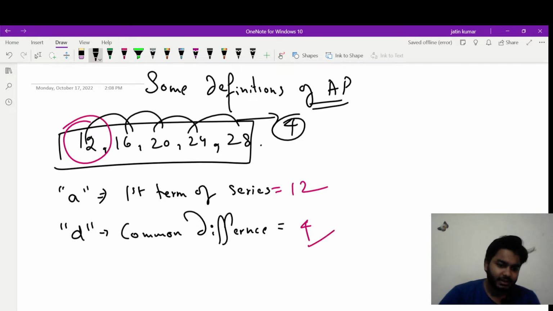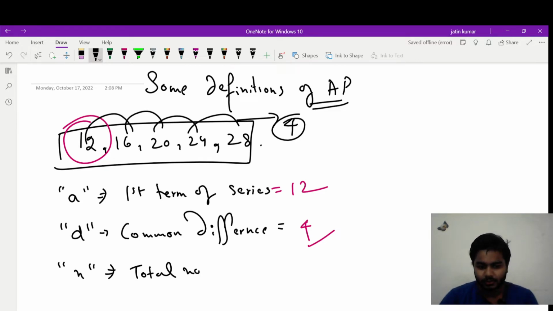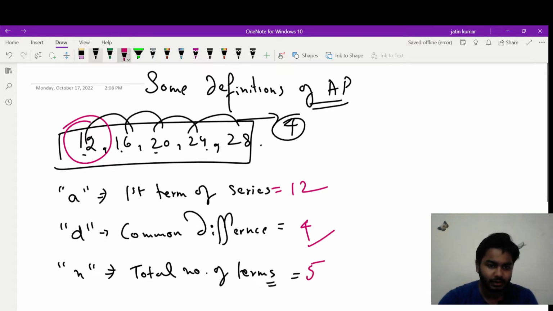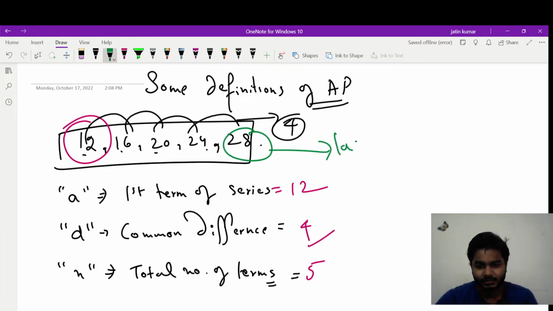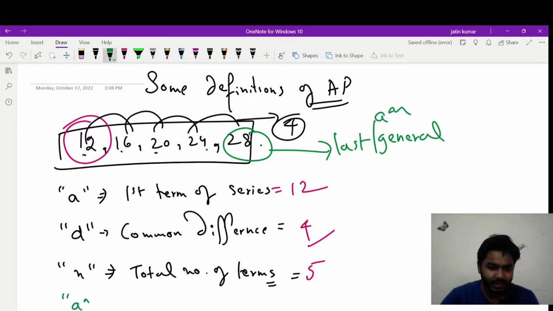Let's move on to the third definition. The third definition is of N. N is the total number of terms. Now how many terms are there in this AP? 1, 2, 3, 4 and 5. So there are 5 terms. So N is 5. Now if you observe here in this AP, 28 is the last term. It is also called the general term and it is denoted by AN. So AN is the last term, and AN in this AP is 28. This much you should know before proceeding ahead in this chapter.